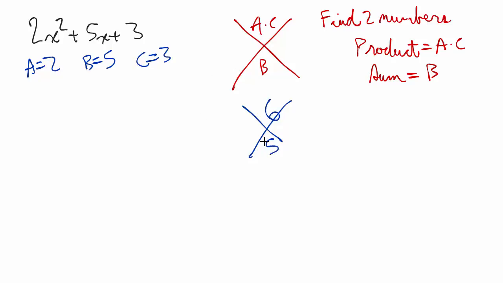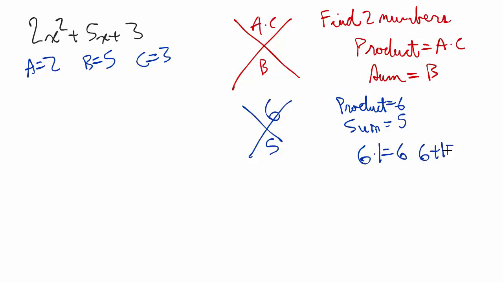Okay, cool. So we need two numbers that multiply to give me 6 and add to give me 5. So I'm going to say the product is 6 and the sum is 5. You're going to get this intuitively later on, but at first you have to work it out. So let's just try 6 times 1, that's 6. Yay. 6 plus 1 is 7. That won't work because we need the sum to be 5.